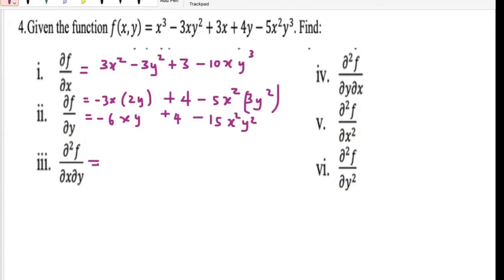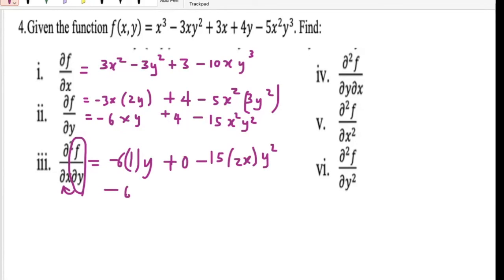Now the next part, which is the second derivative, we look for the partial derivative with respect to y, and then we differentiate it with respect to x. So the above that I have here with respect to y, I'm going to differentiate with respect to x. So this x becomes 1. So I have minus 6 times 1y. The next part would be 0, minus differentiate x squared, so that becomes 2x, and then we have our y squared. So in other words, it's minus 6y minus 30xy squared.